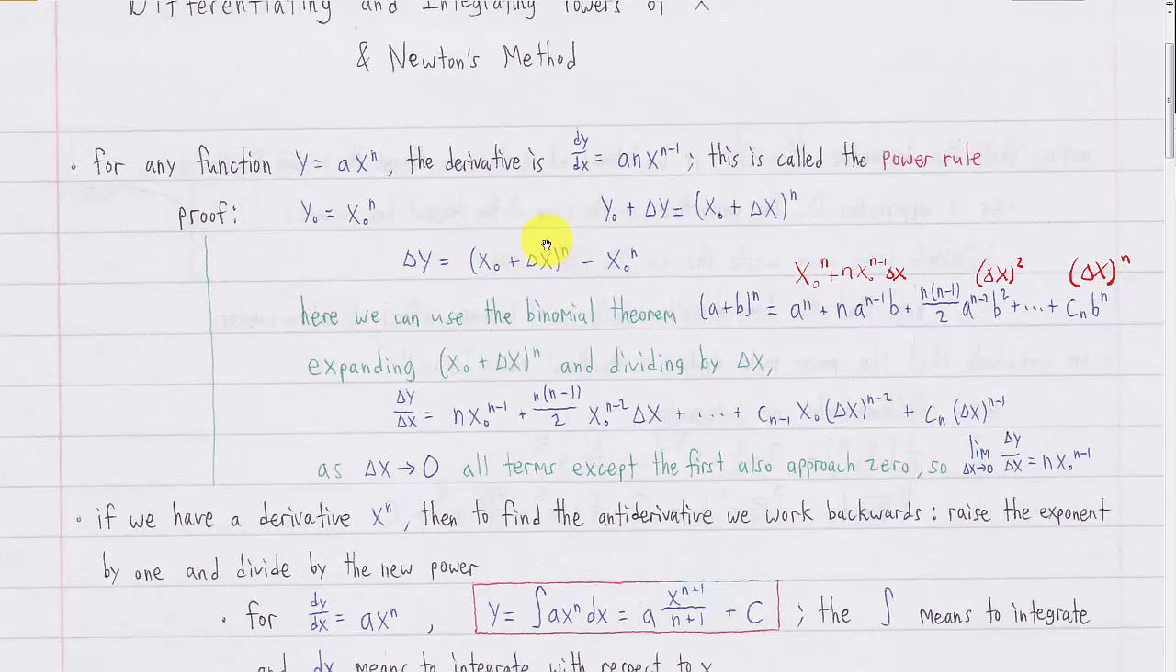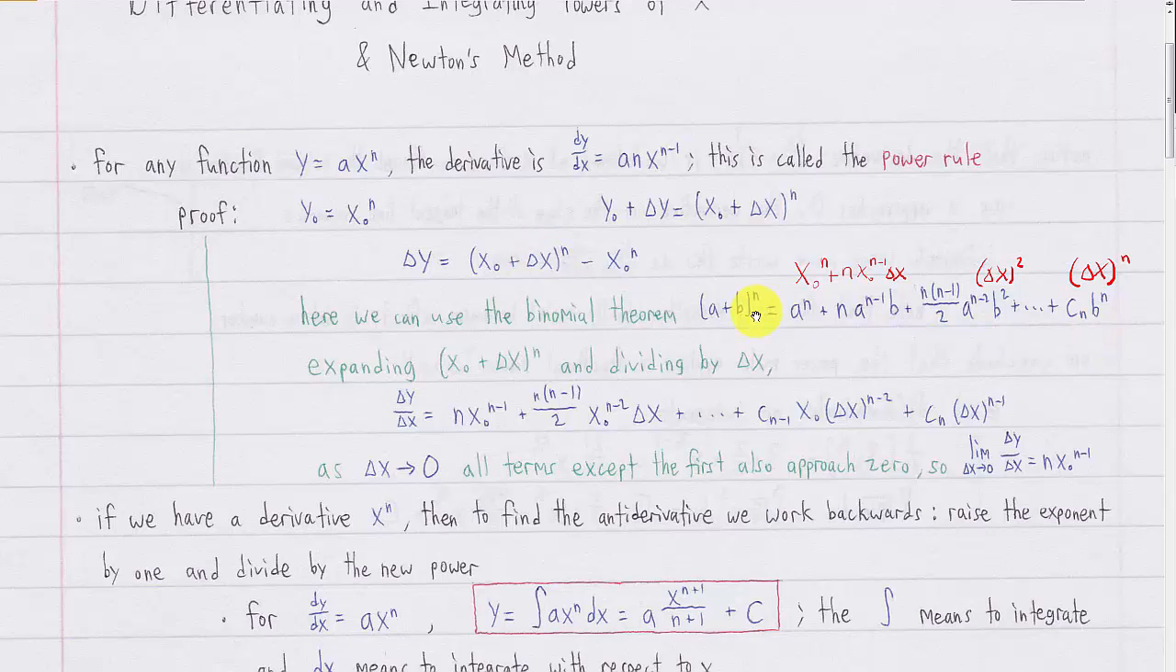And now to deal with this expression over here, we can use the binomial theorem. Remember, the binomial theorem is something that we can use to expand expressions in this form. So we have a plus b, which is any two quantities, raised to the n power, where n is a positive integer. So the expansion will look something like this. And the actual numbers in the expansion aren't really important. So the important part is this. So here a is x0 and b is delta x.